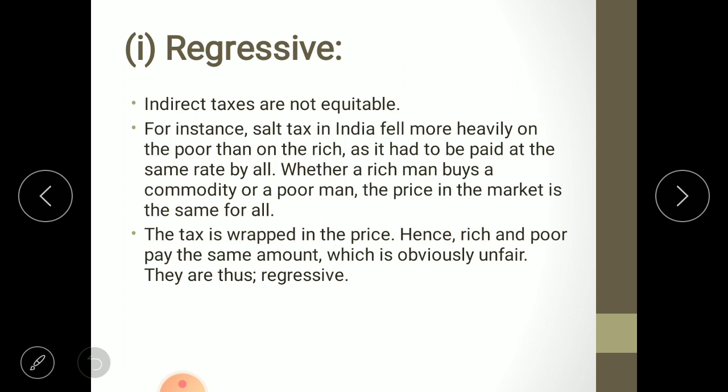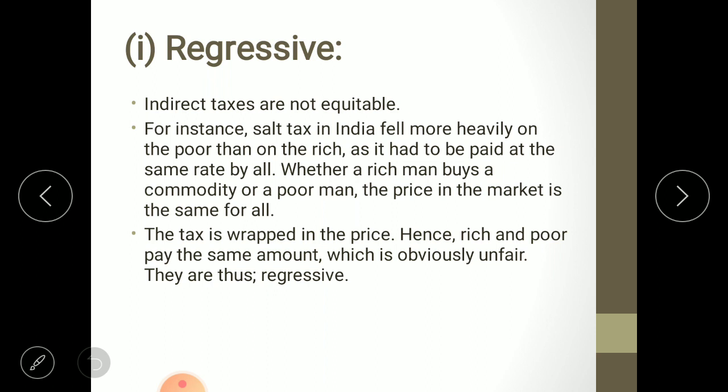For instance, the salt tax in India fell more heavily on the poor than on the rich, as it had to be paid at the same rate by all, whether a rich man buys a commodity or a poor man. The price in the market is the same for all. The tax is wrapped in the price, hence rich and poor pay the same amount, which is obviously unfair. They are thus regressive.